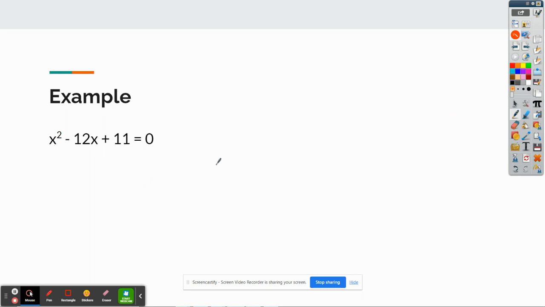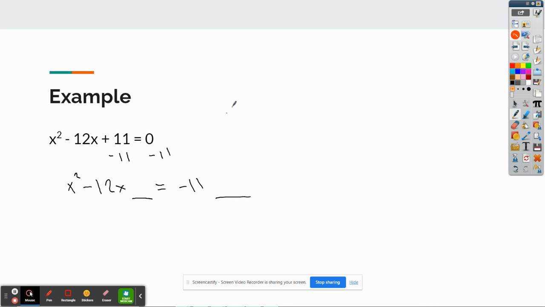Step 1, take the 11, get it out of the way. So let's move the 11 over to the other side. So let's subtract 11 from the other side. What does that give us? It gives us x squared minus 12x, and then a negative 11 over here. And again, I'm leaving a space here because my next step is to put something there.